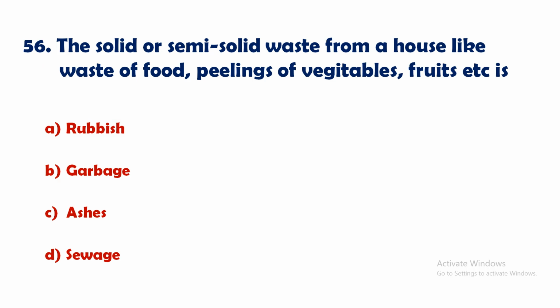The solid or semi-solid waste from a house like waste of food, peeling of vegetables, fruits, etc. is called as: rubbish, garbage, ashes, sewage. The answer is, the solid or semi-solid waste from a house like waste of food, peelings of vegetables, fruits, etc. is called as garbage.